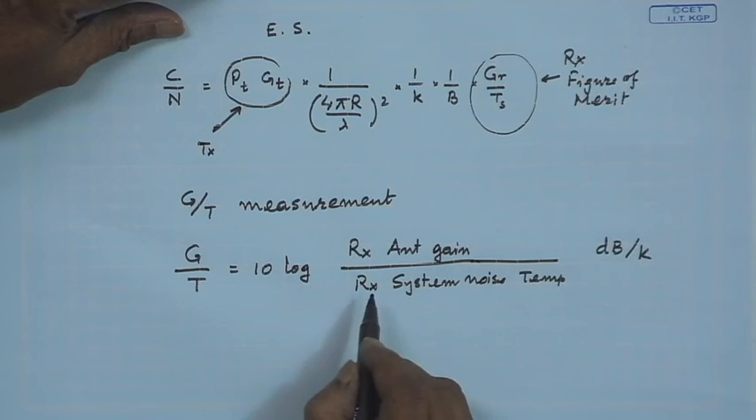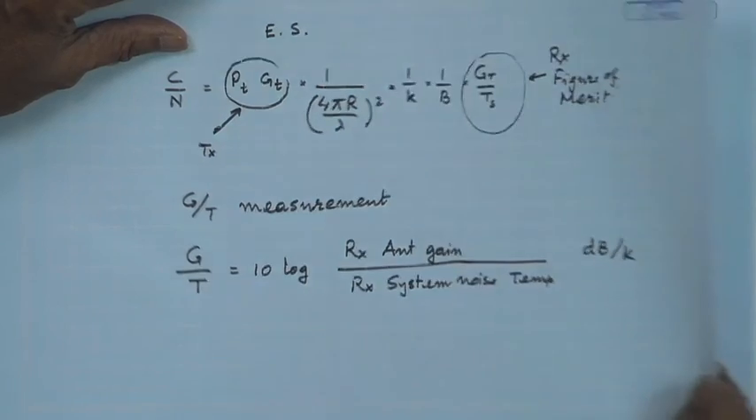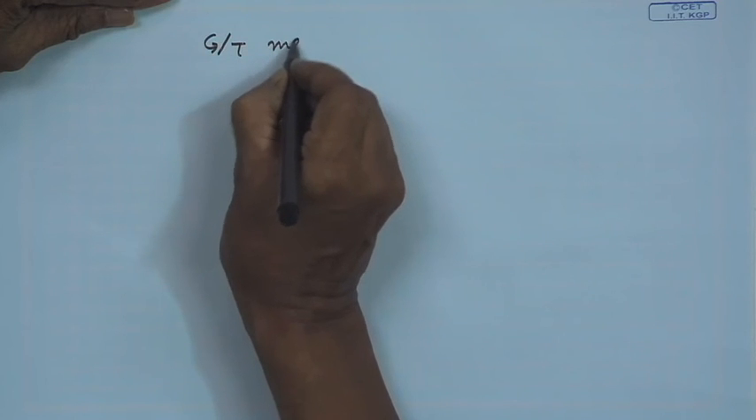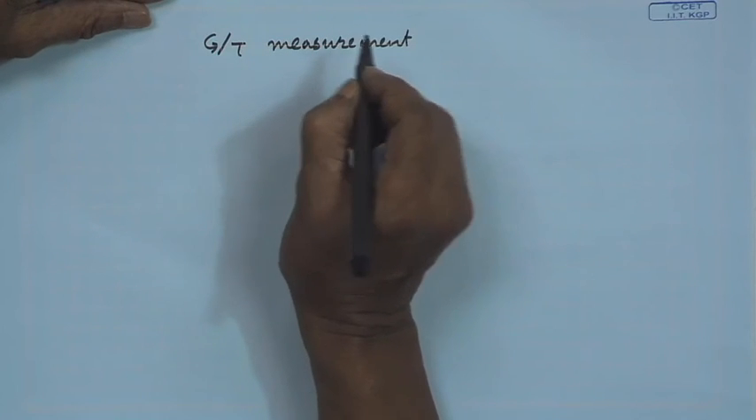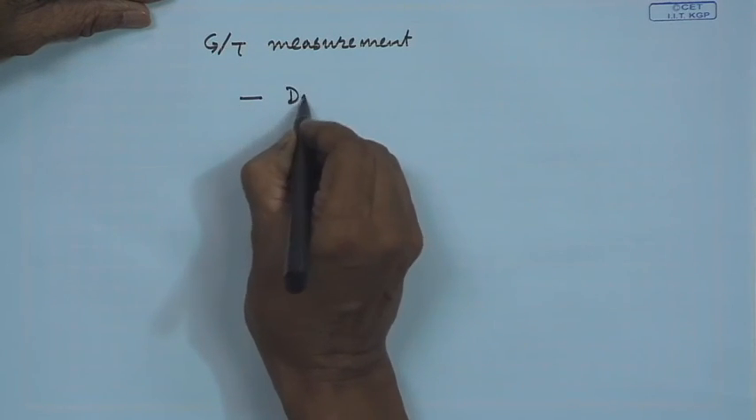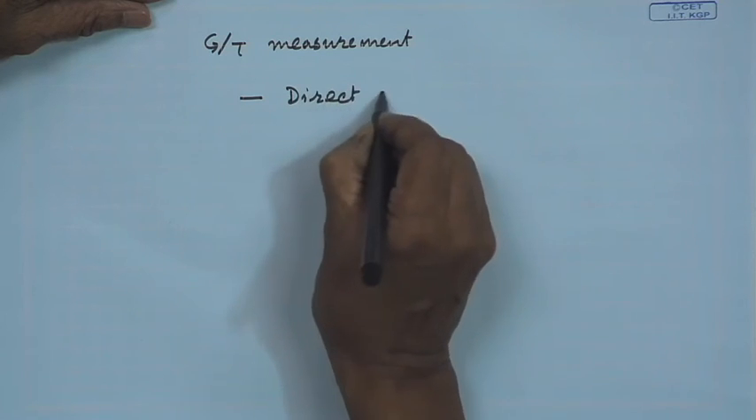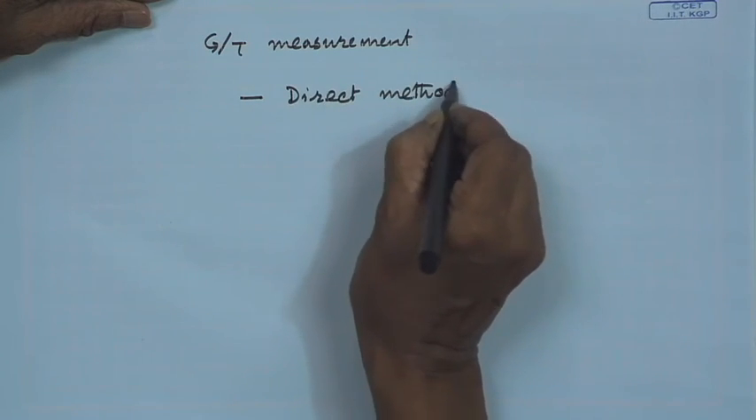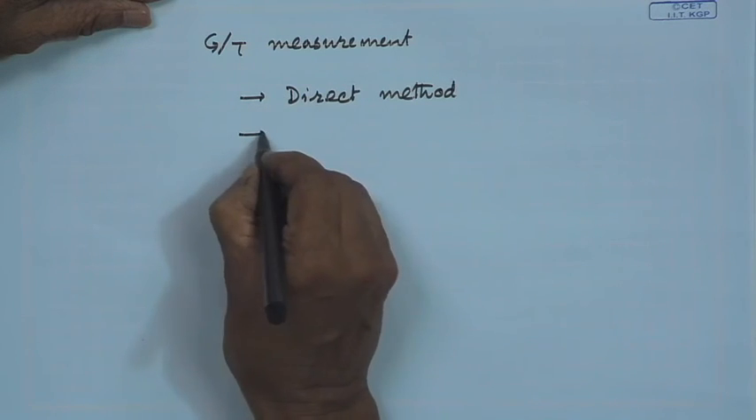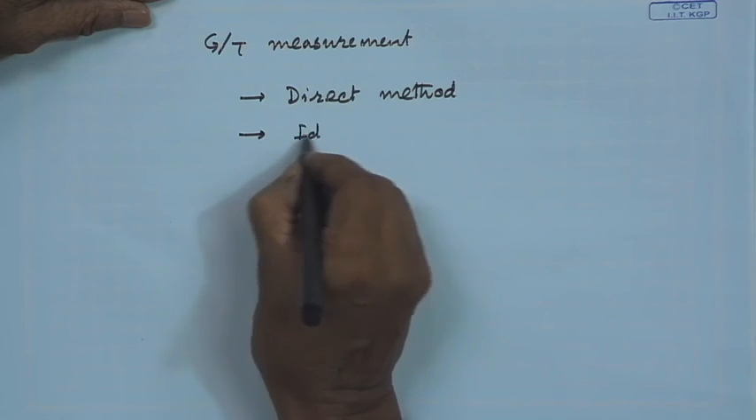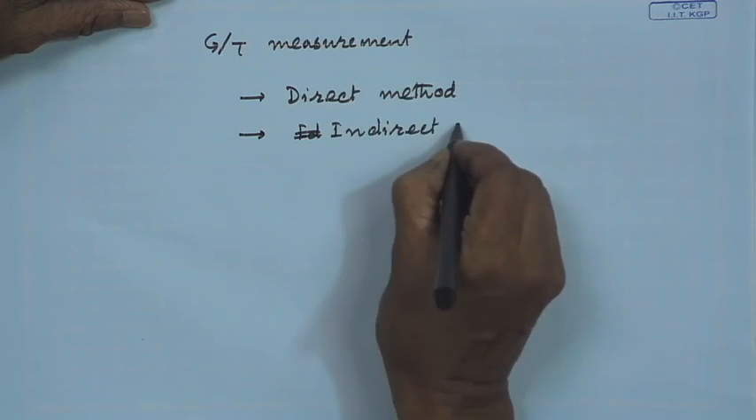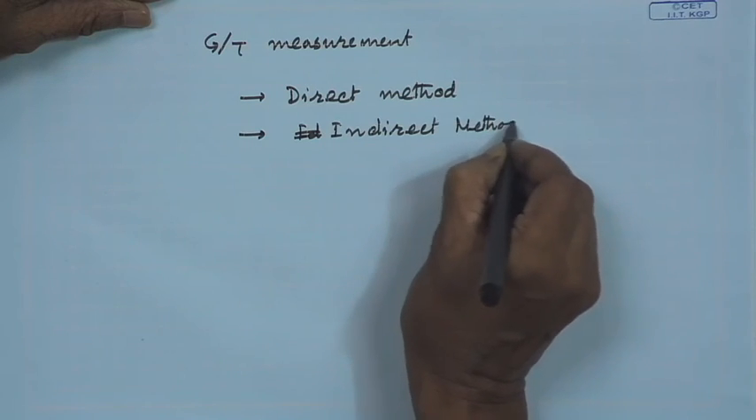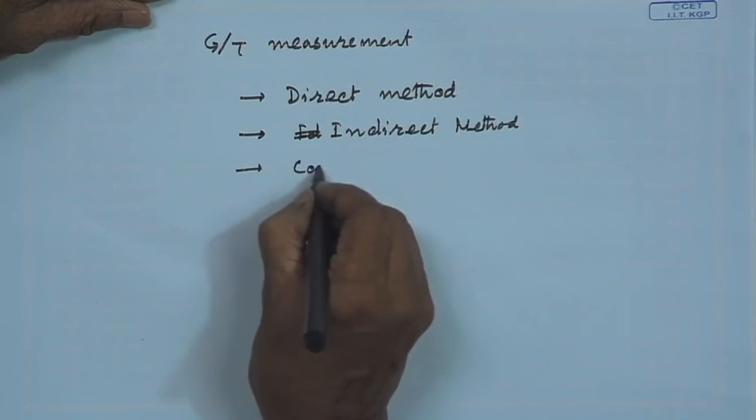Now, we will continue to discuss this particular subject, that is the measurement. Now, G by T can be measured in various ways. One is the direct method, one is the indirect method, sorry, and another is called the comparison method.